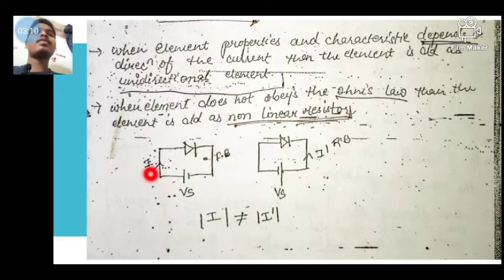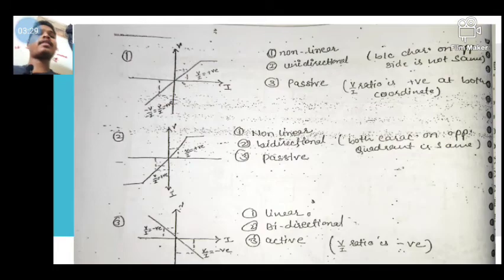So it is a voltage source with a current. This is the forward bias condition. In the reverse bias condition, the diode acts like an open circuit, because in the reverse direction there is no flow of current from the negative side to the positive side, that's why it is open circuited. So here I is equal to I dash.